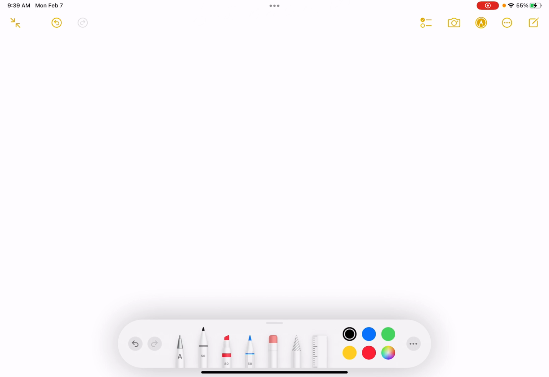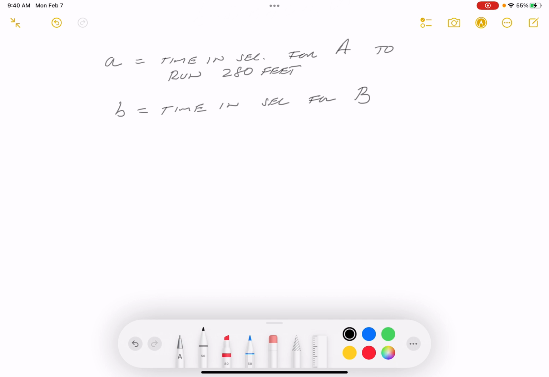I'm going to say A is equal to time in seconds for A to run 280 feet. Okay? And I'm going to say B equals the time in seconds for B to run 280 feet.